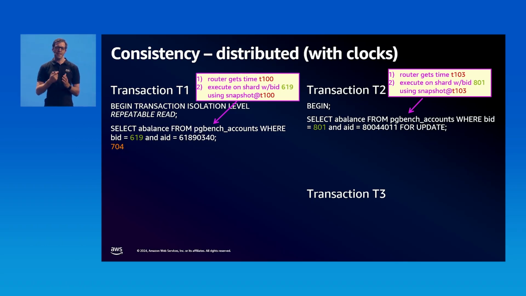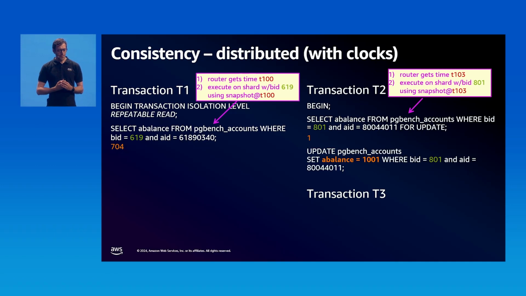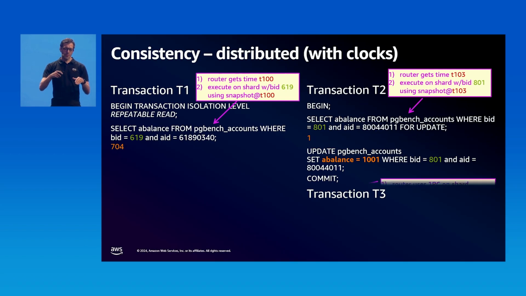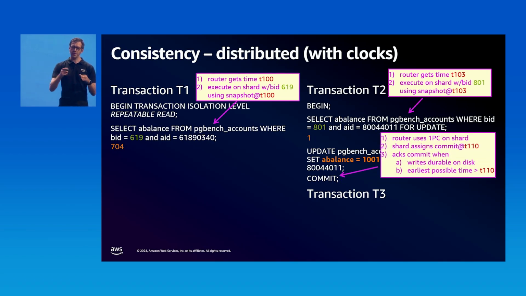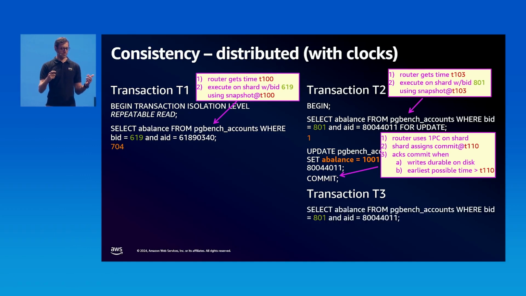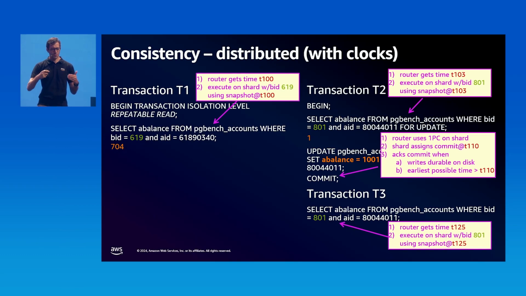If I'm selecting something from a table, say with ID 801, maybe I get one value. If I do an update in the same transaction and I commit, the commit is also assigned another timestamp, in this example T110. Starting from T110, this table has a new value. If another transaction comes afterwards, it will be assigned like T125, so it happens after T110. I will get the new value. This is the classical read committed behavior after it was updated in parallel.